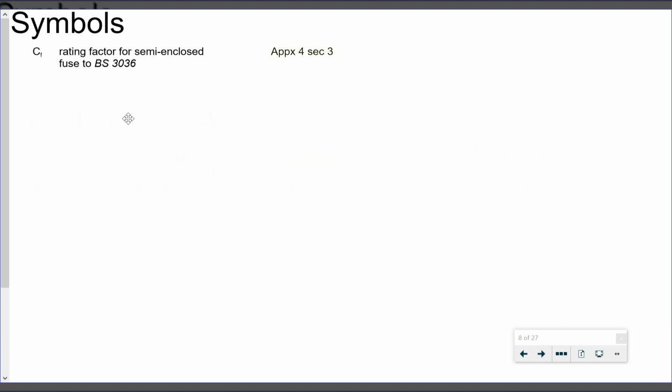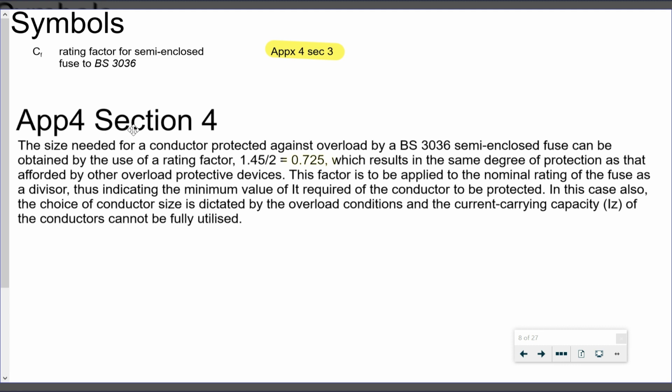Then we need to find this correction factor for fuses. If we look at the symbols at the end of part 2, you'll see there are rating factors for semi-enclosed fuse to BS3036. It says go and look at Appendix 4, Section 3. Now, Appendix 4, Section 3 just gives us the list of correction factors and currents. When you look in Appendix 4, Section 4, however, in the third paragraph down, you'll see where BS3036 fuse has been identified, and it's telling us we have a rating factor of 0.725.